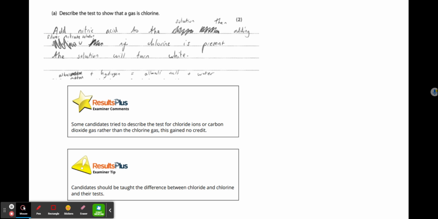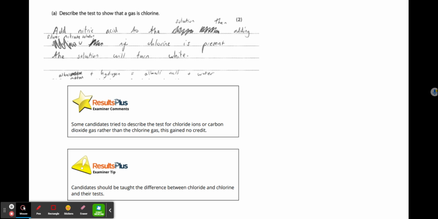An example which isn't so good: add nitric acid to the solution, then add silver nitrate solution. If chlorine is present, the solution will turn white. It says some candidates tried to describe the test for chloride ions or carbon dioxide gas rather than chlorine gas, so they gain no credit.